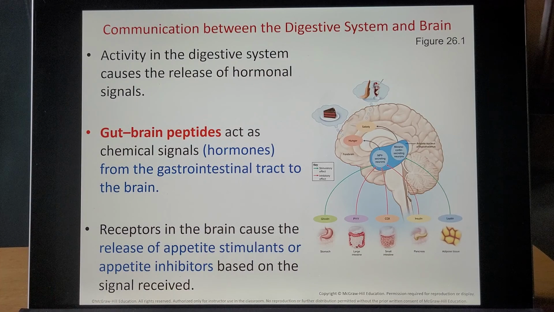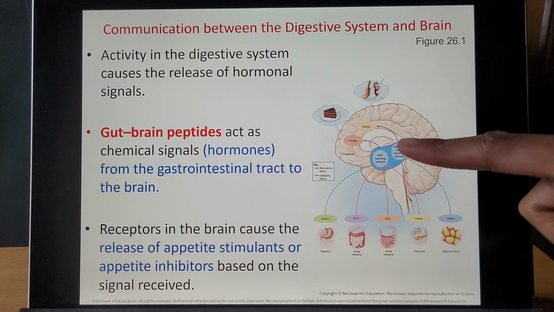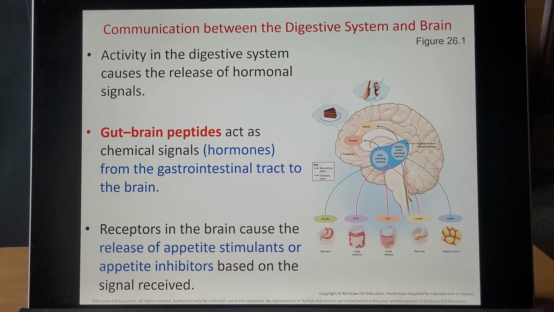These are hormones, so they're secreted into the bloodstream, and they go from our gastrointestinal tract, eventually traveling to the brain to tell our brain whether or not to have the feeling of needing food or, okay, you've had enough. When these gut-brain peptides reach the brain, they're going to trigger either the release of an appetite stimulus so that you are encouraged to eat, or an appetite inhibitor so that you are discouraged from eating. So that kind of full feeling.